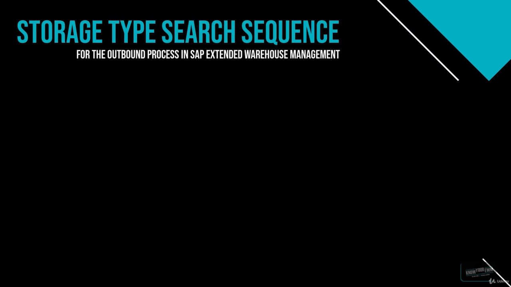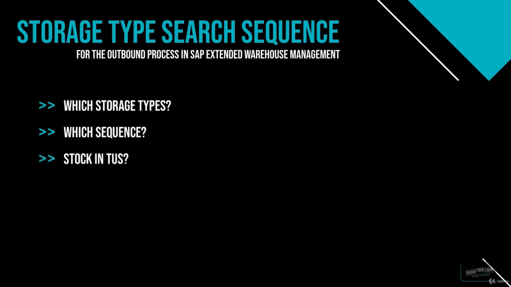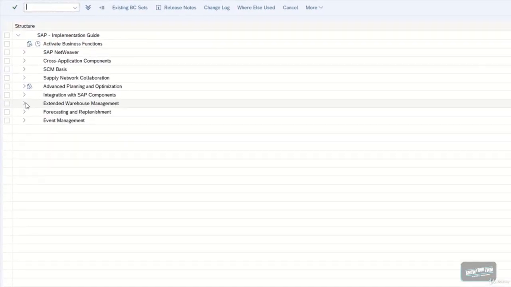The storage type search sequence is basically a definition with a list that should answer the following questions. In which storage types do we want the EWM system to search for the stock? In which sequence do we want the EWM to search? And do we want stock in transportation units to be part of the search as well? And how such a storage type search sequence looks like in the EWM system, we are going to have a look at right now. So let us head to the customizing once again.